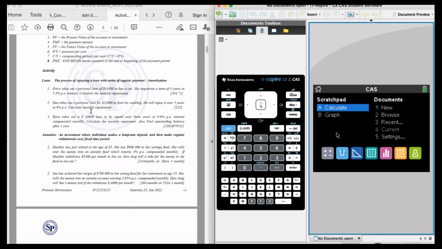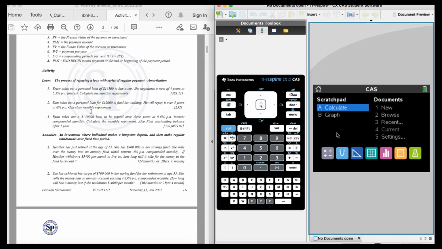There's a loan. Amortization is the process of repaying a loan with a series of regular payments. The question here: Erica takes out a personal loan of $16,500 to buy a car. She negotiates a term of 4 years at 5.5% interest. Calculate the monthly repayments.